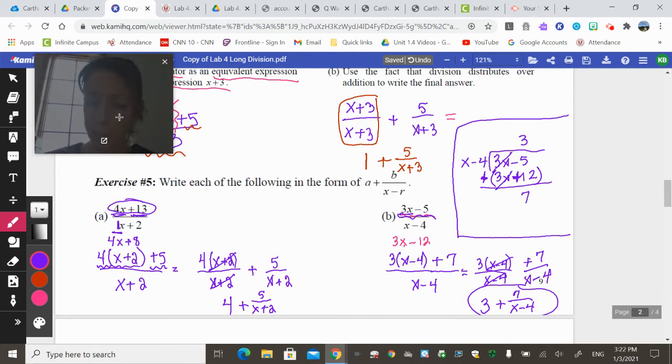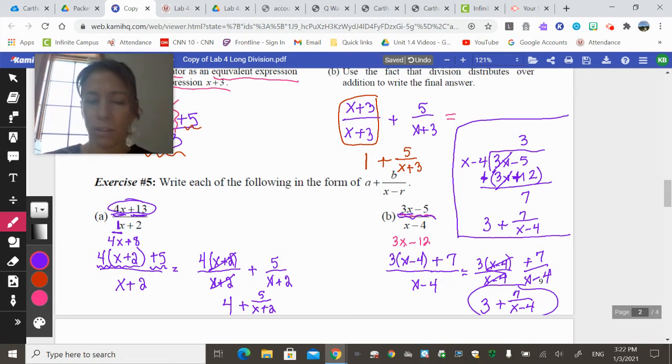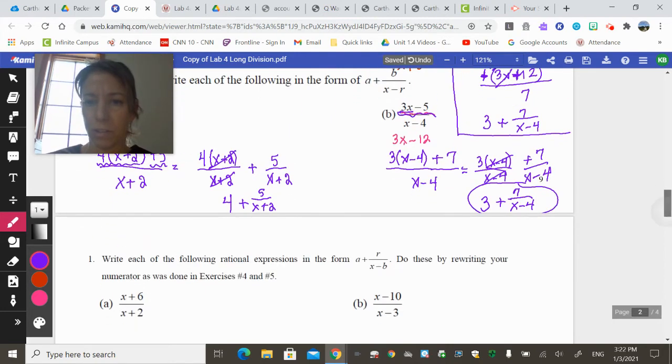And I would just write my answer as 3 plus the remainder, which is 7, over my divisor of x minus 4. So if you don't like this new method of rewriting the numerator, you could still resort to long division. It also works. This is just a second method.